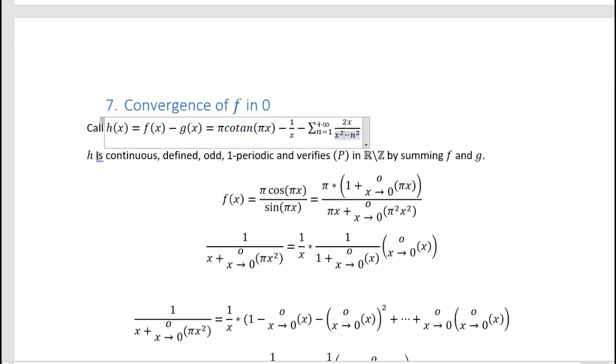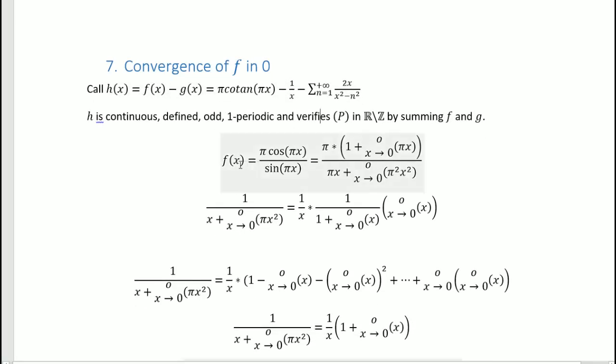H is continuous, defined, odd, one periodic and verifies P, because we sum F that is continuous, defined, odd, one periodic and verifies P, and G that is continuous, defined, odd, one periodic and verifies P. Okay, so I calculate f of x. I get this expression. I do a limited development, so I get this expression here. And I do the same limited development here, so I get this expression. But I studied this part here that is just what's on the bottom.